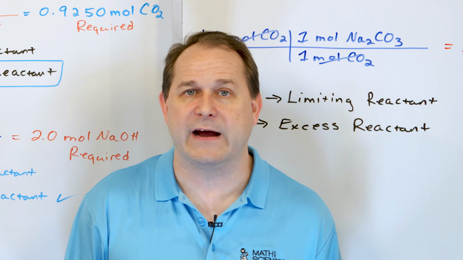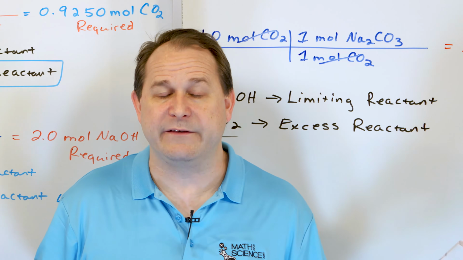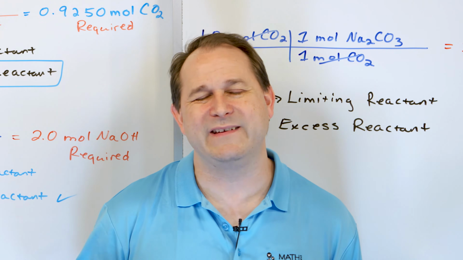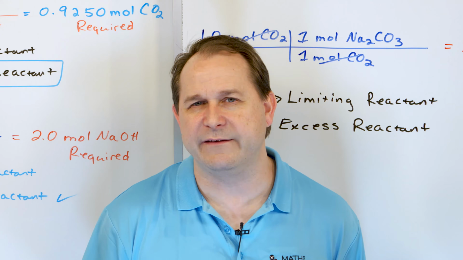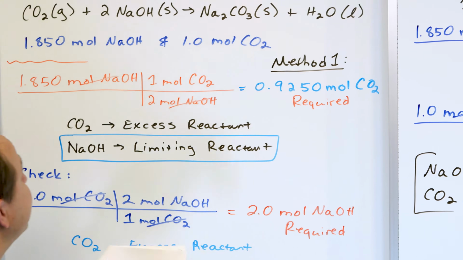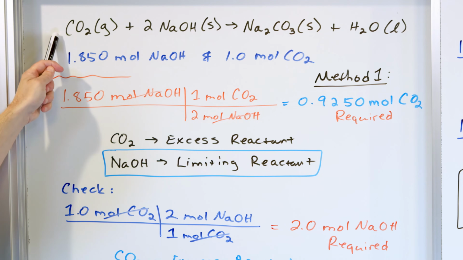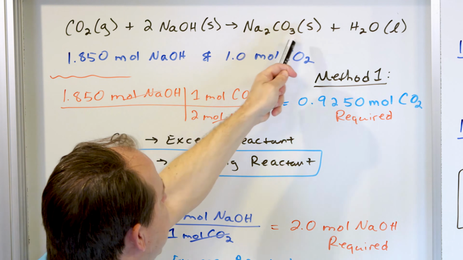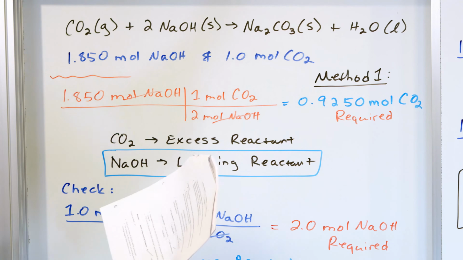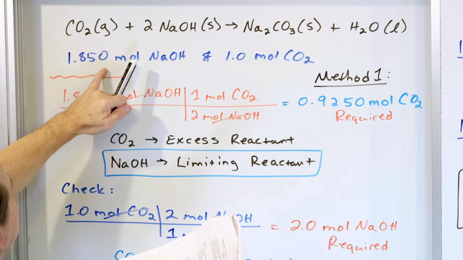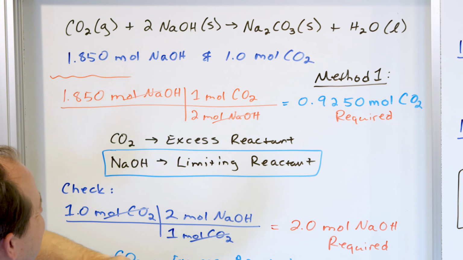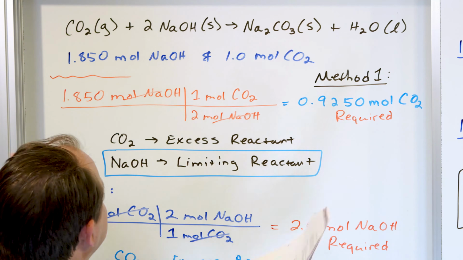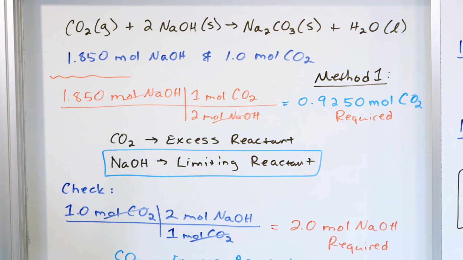So I want to stop for a second. I want to go back and review both of these methods, and then we're going to conquer part B and part C, which will go very, very fast because they're very easy to understand, okay? So we have this chemical reaction. 1 mole of CO2 reacts with 2 moles of sodium hydroxide to yield 1 mole of sodium carbonate and 1 mole of water. If I mix 1.850 moles of the sodium hydroxide together with 1 mole of carbon dioxide, which of these two will be the limiting reactant?